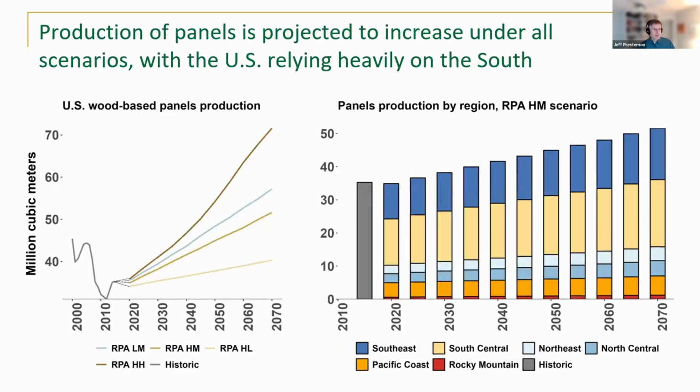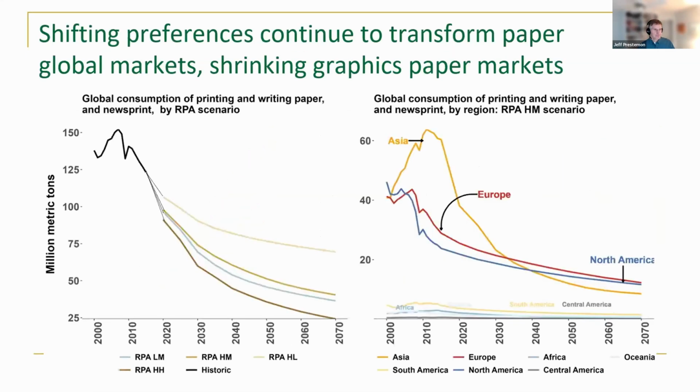By region, the main producer of panels is the South, so that's mainly the South Central, also the Southeast, and primarily in the South, we're talking about oriented strand board. So that's a structural panel that goes into construction.